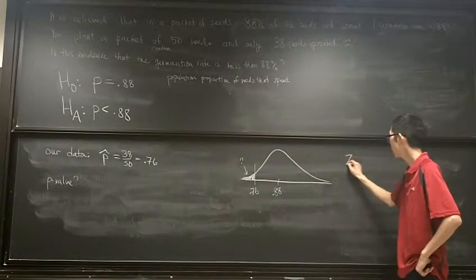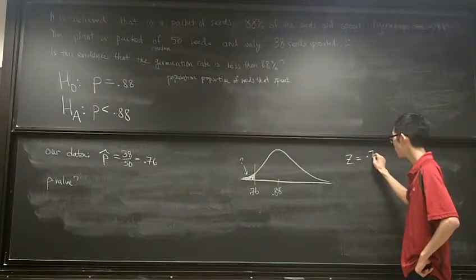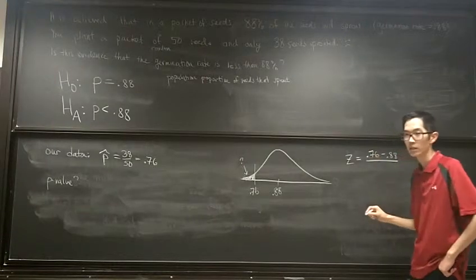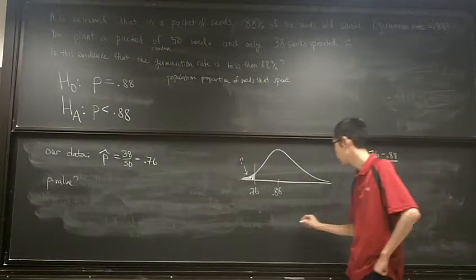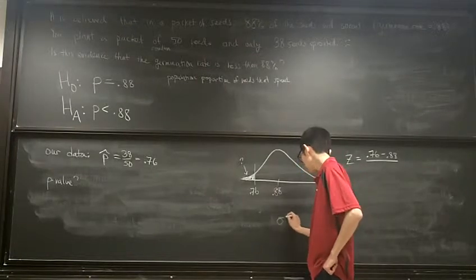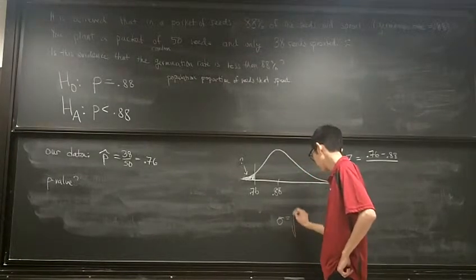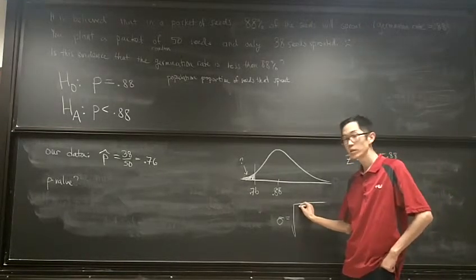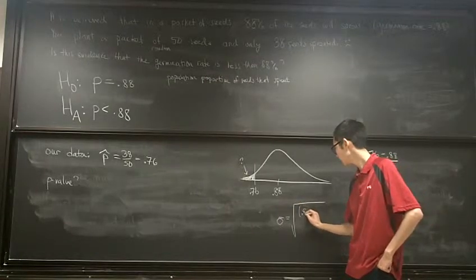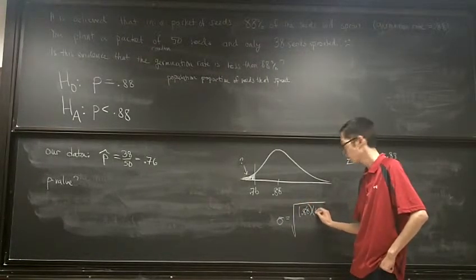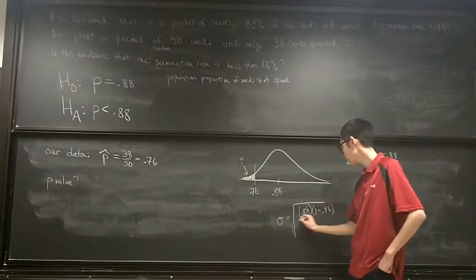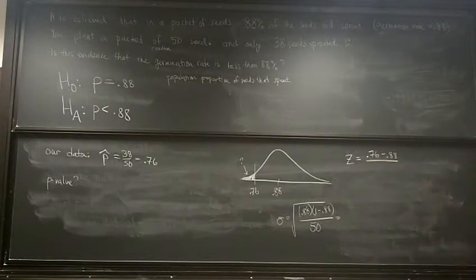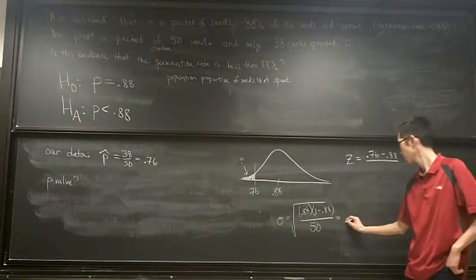Alright, so my z is going to be 0.76 minus 0.88 divided by the standard deviation, or standard error. Okay, so sigma is what? It's 0.88 times 1 minus 0.88, divided by 50, square rooted. And this comes out to be 0.0459.